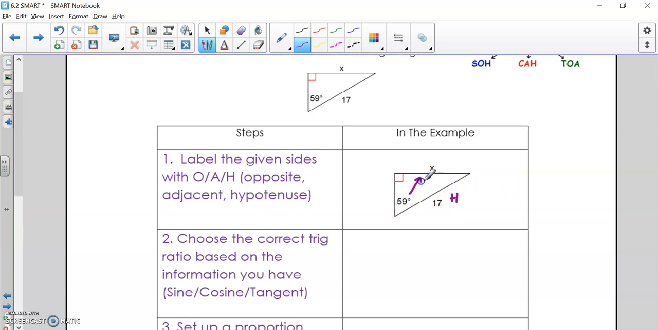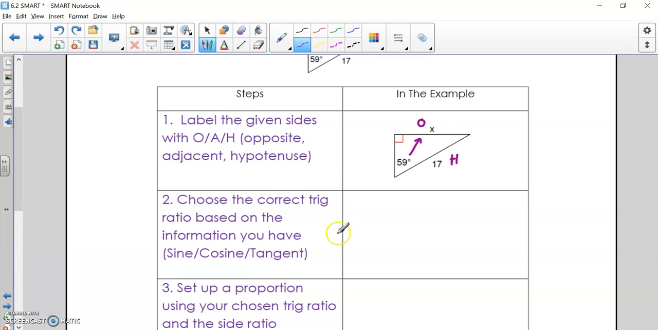X is the side where if we draw an arrow straight out of the angle, it lands there, so that means it's O. It's also the farthest side from the angle. So that's all you have to do for step 1. Obviously, that means this side has to be A, but again, I'm just going to ignore labeling that side so that we don't get confused on what information we have and don't have.